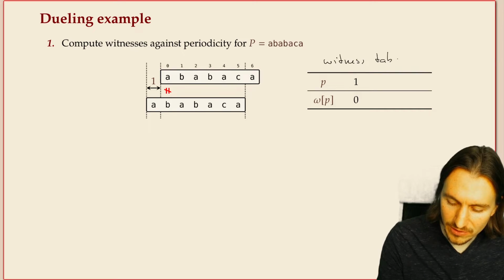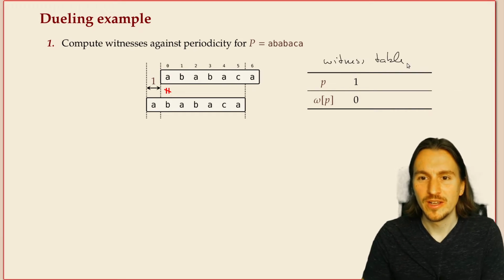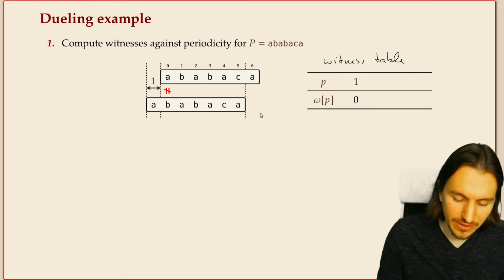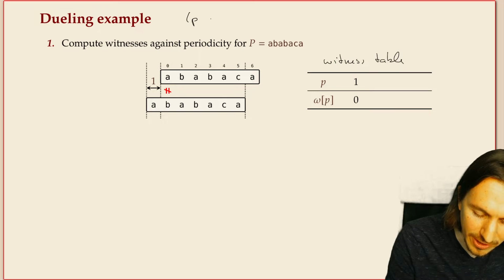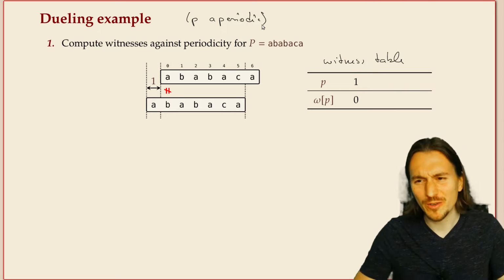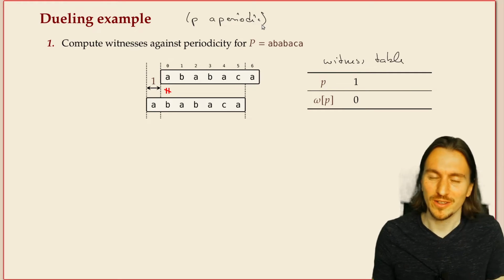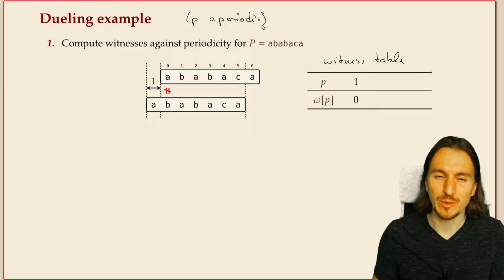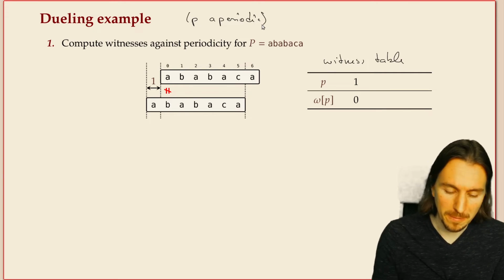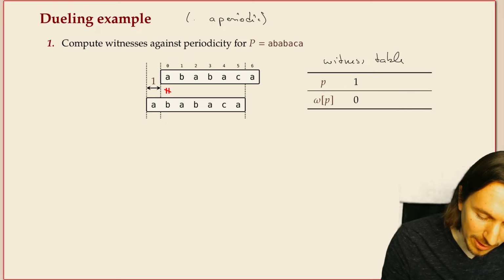That is just for all possible non-periods. I should say this, we assume here P is aperiodic. If P is periodic, then we don't have to go through this hassle. We already know that it's repetitive and we can deal with this separately. This is a capital P for pattern.